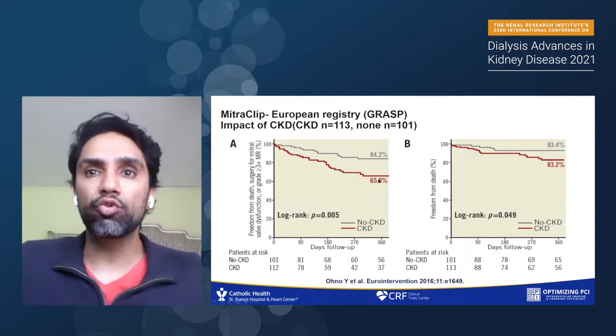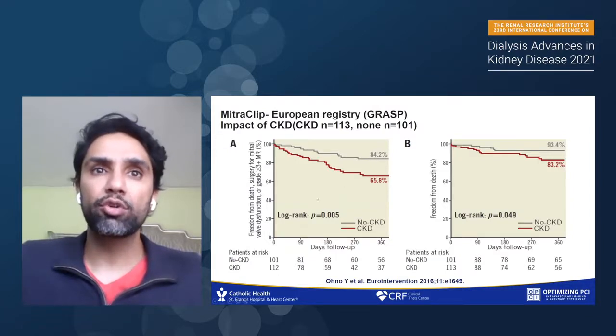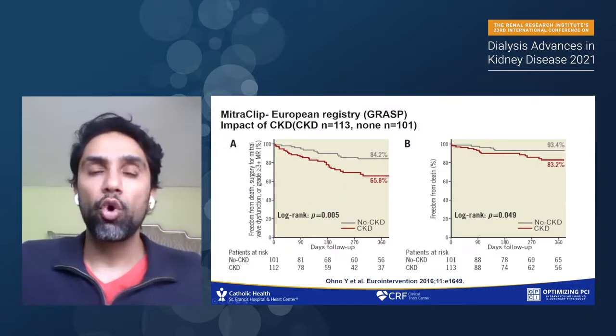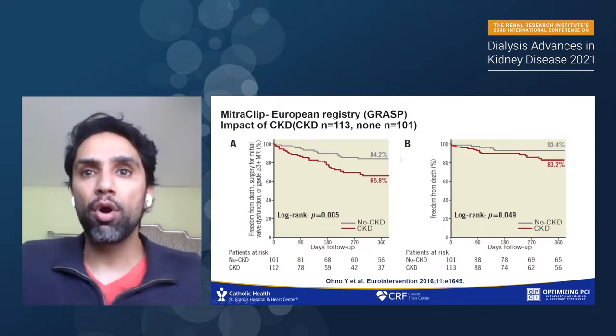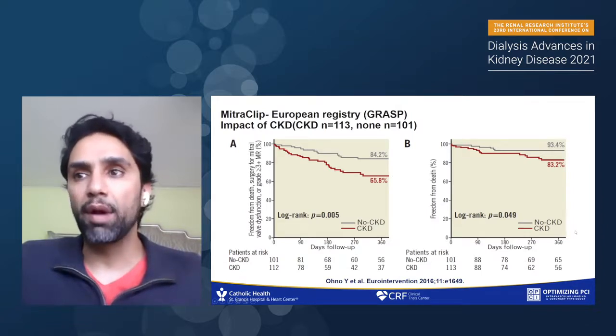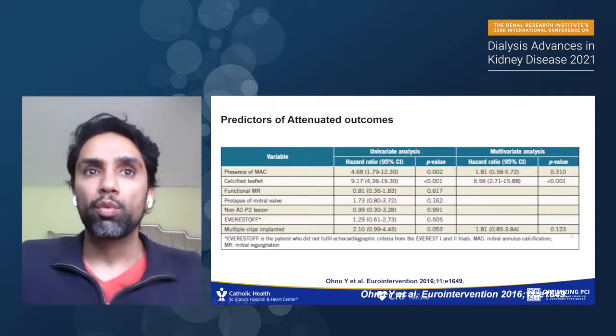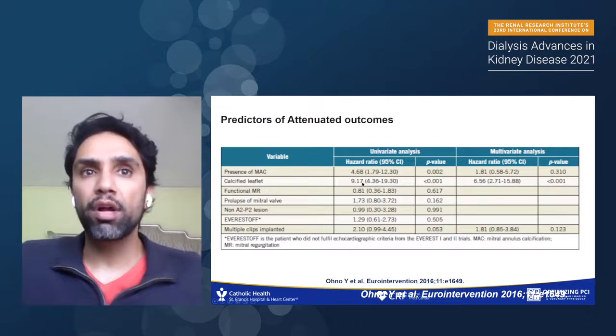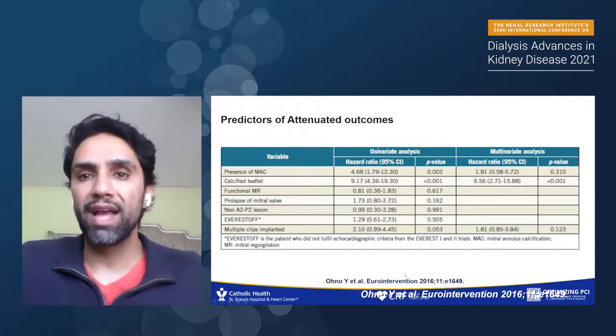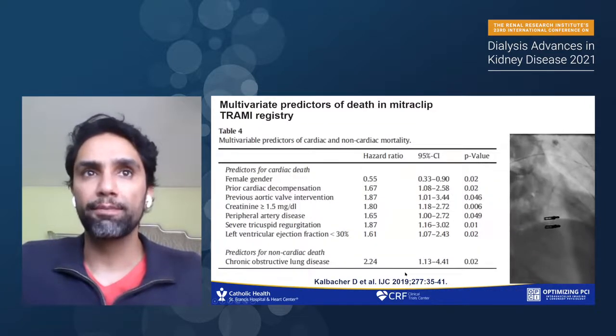In the European GRASP registry, freedom from mitral surgery or continued MR was much lower in the CKD population than not. What are the predictors of attenuated outcome? Calcified leaflets, as you can expect, a presence of mitral annular calcification, multiple clips, all increased your hazard of failing your MitraClip procedure.